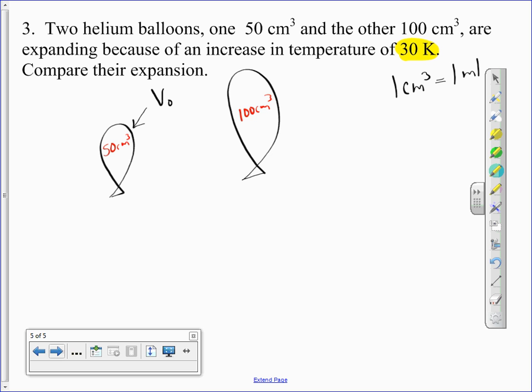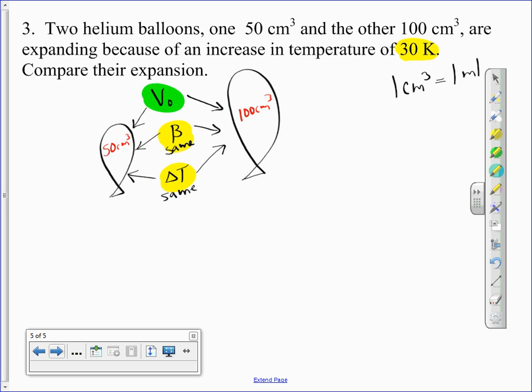So when we compare the original volumes, clearly the 100 centimeters cubed is twice as big. There would be a coefficient for both, but the coefficient for both would be the same. That number wouldn't change. They're both balloons. And there would also be a change in temperature. We do know that value is 30 Kelvin. It is the same for both. So because the coefficient and the change in temperature are the same, the only variable amount, or the amount that could change the answer of the amount of expansion, would be the original volume.